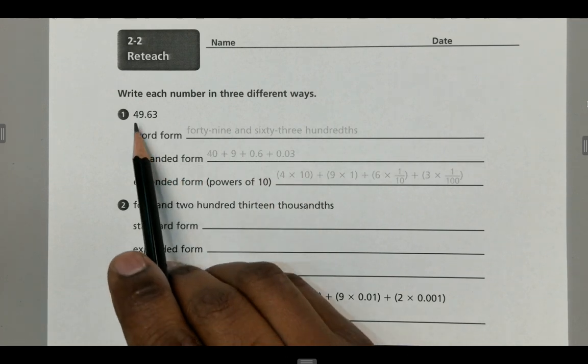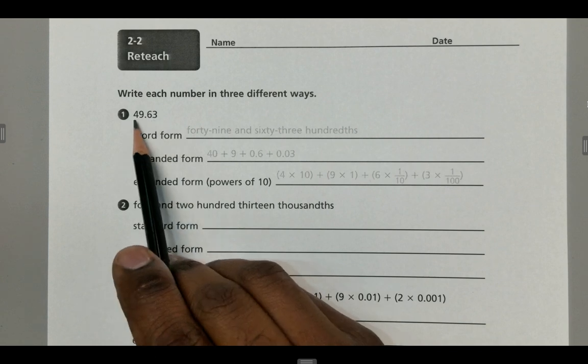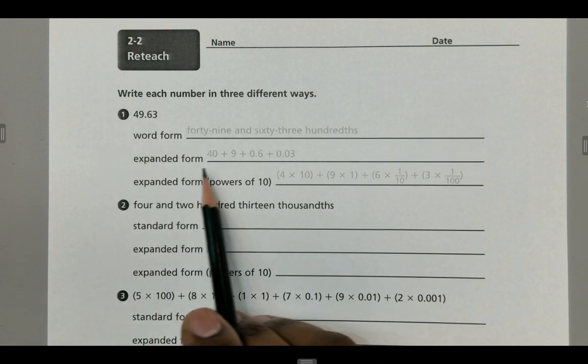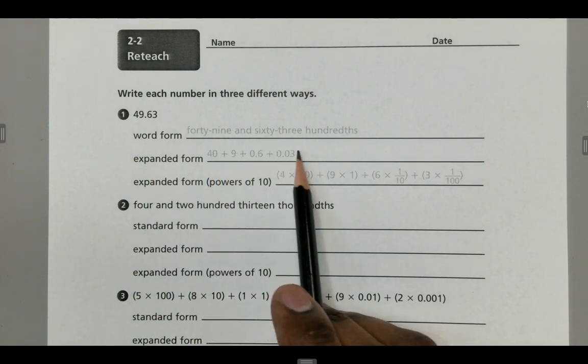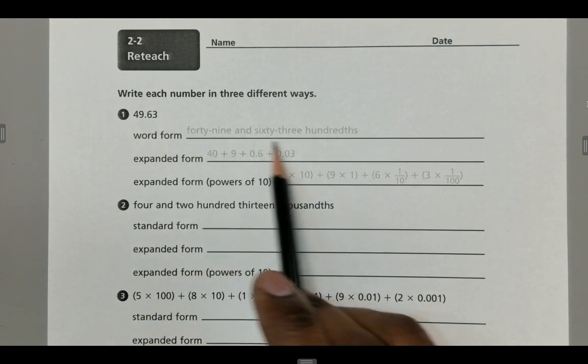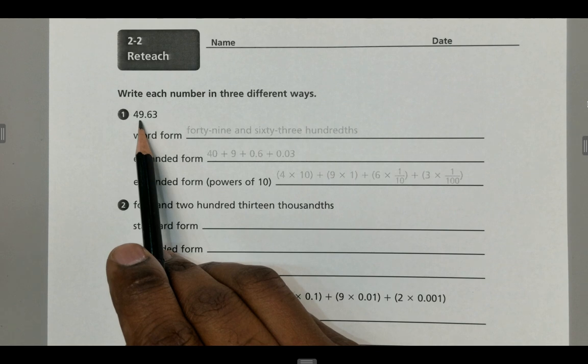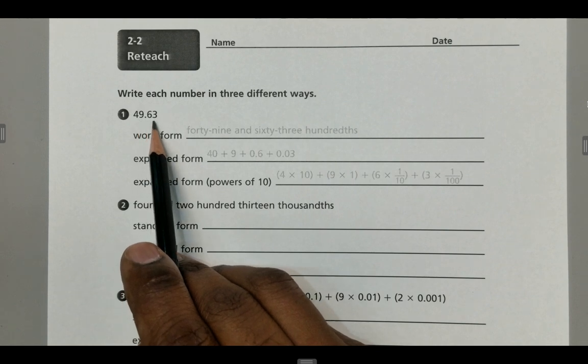And so really what you're doing is you're taking each of these digits and zooming in on them, thinking about the place value that they occupy, and writing them out on their own as if this was a big addition expression. 49 and 63 hundredths is equal to 40 plus 9 plus 6/10 plus 3/100.